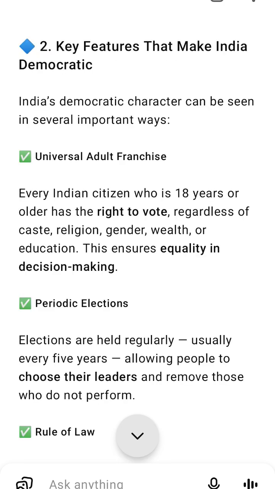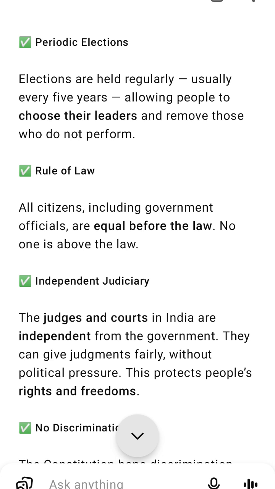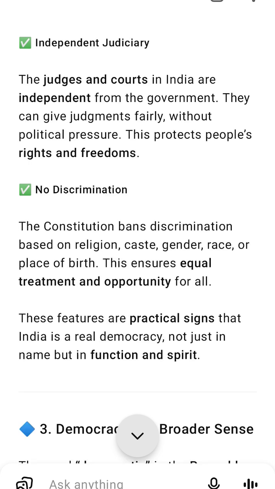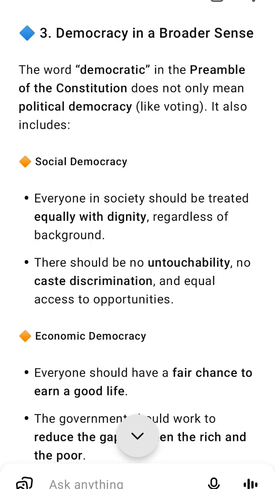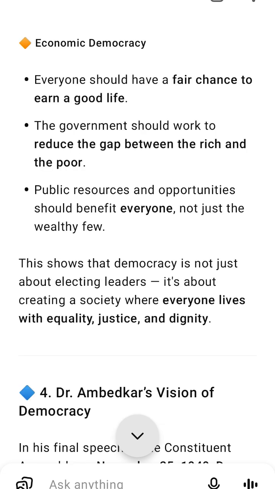Final summary in one paragraph. The Indian Constitution establishes a representative parliamentary democracy where people elect leaders who must work for them and answer to Parliament. India's democratic identity is proven through voting rights for all adults, regular elections, equal laws, independent courts, and non-discrimination.